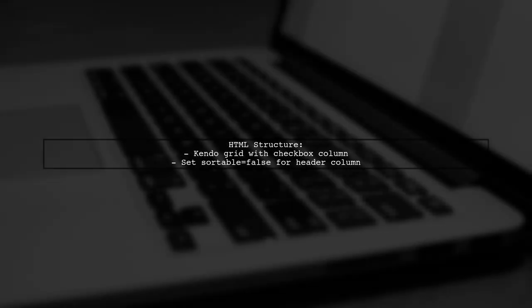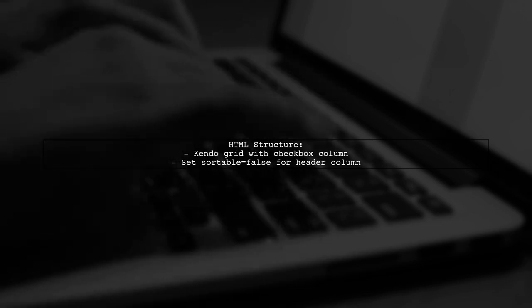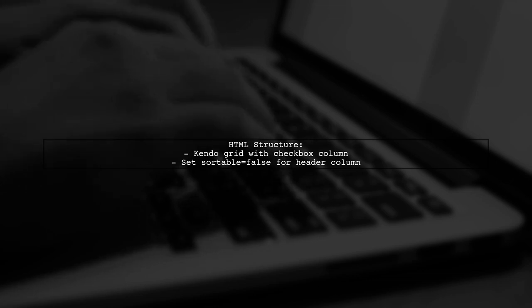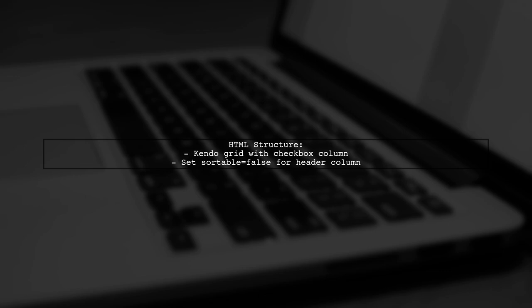The HTML structure includes a Kendo grid with a checkbox column. It's important to set the header column to sortable equals false to ensure the click event works correctly.